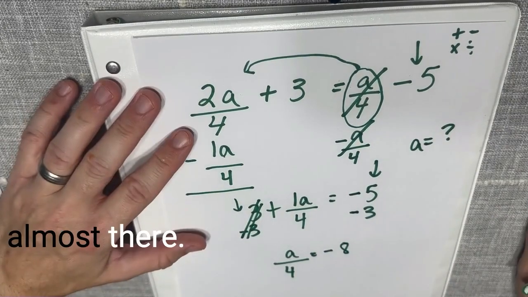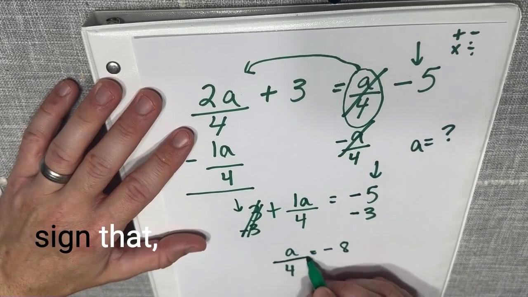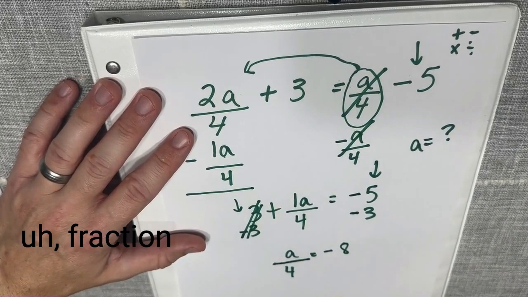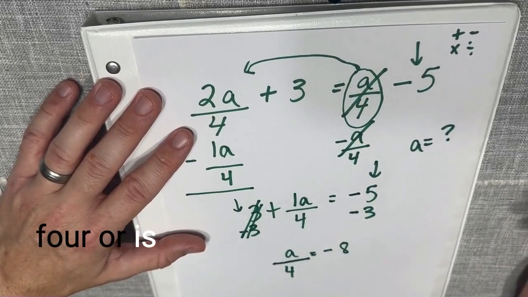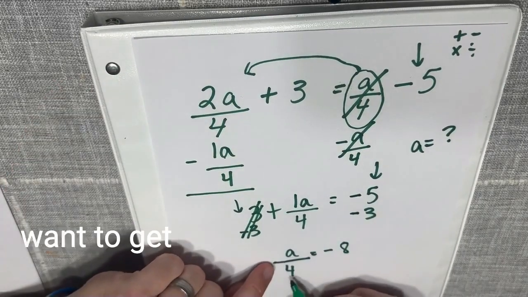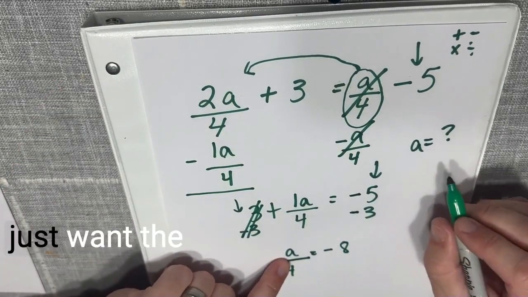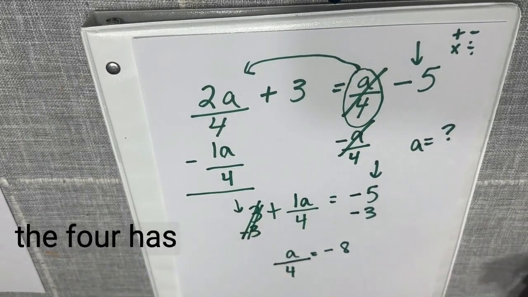All right, so we're almost there. So I have a divided by, and remember, that fraction sign basically means division. So when you say a over 4, you're really saying a divided by 4. So my problem is I want to get rid of this 4, because remember, I just want the a. I want it to be a equals. So right now what's getting in our way is this 4. The 4's got to go.